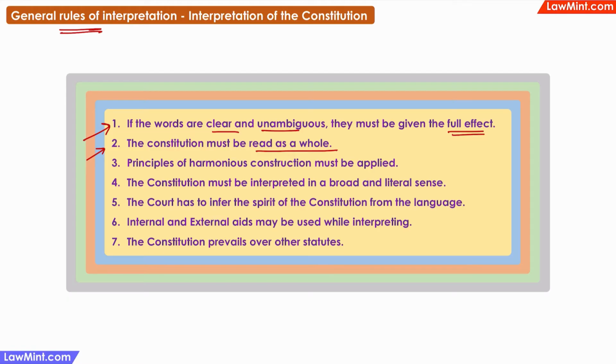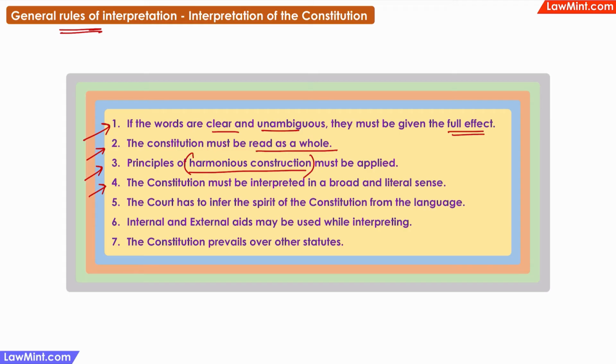This is common sense because reading only the part of the Constitution that you want and ignoring the part that you don't want is essentially misinterpretation. The third rule is that the principles of harmonious construction must be applied. This is again the same principle of harmonious construction that is applicable on all statutes.